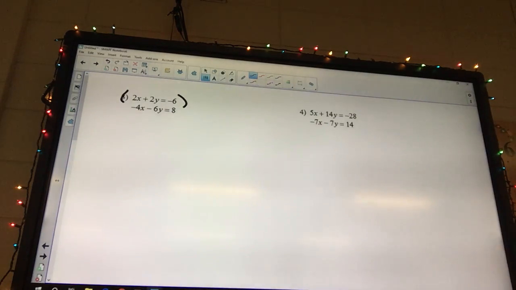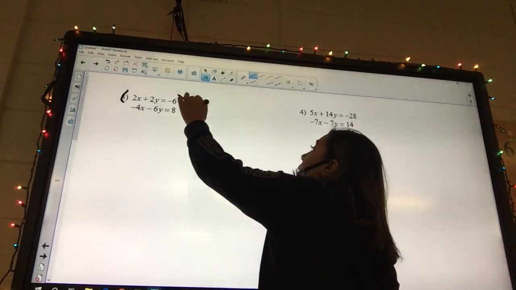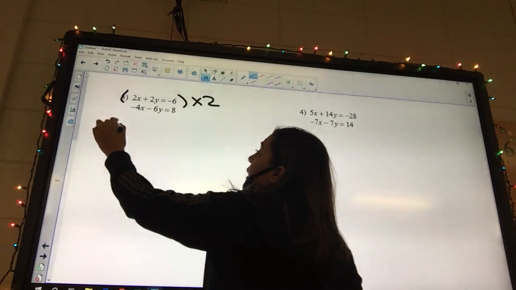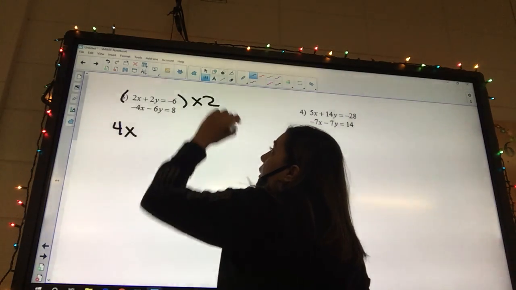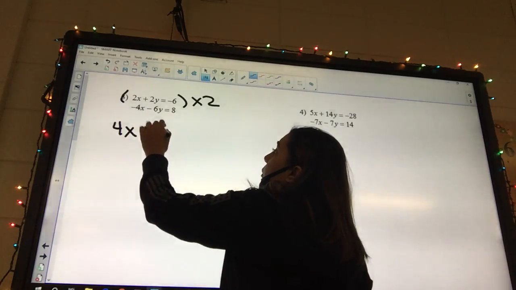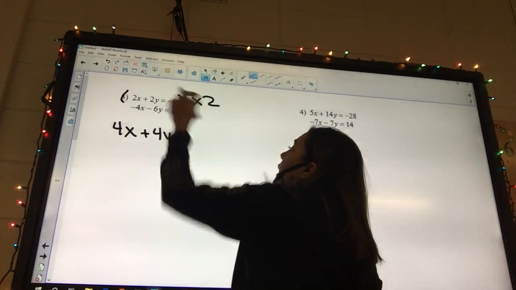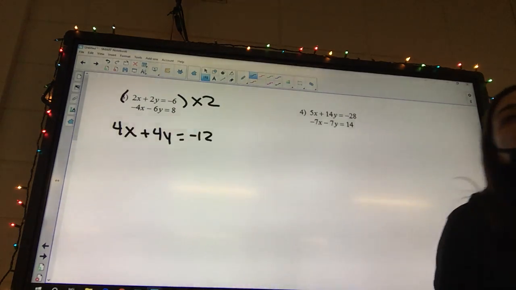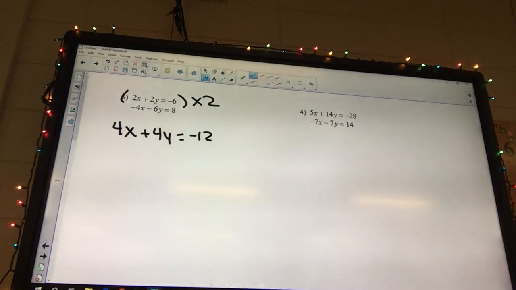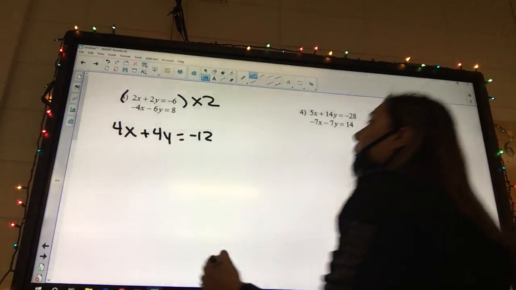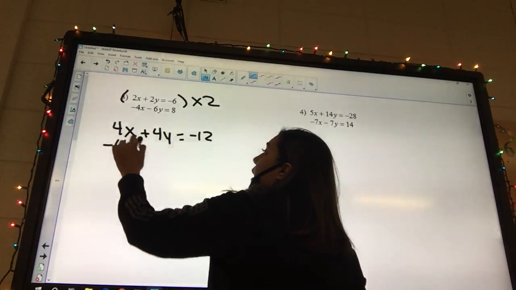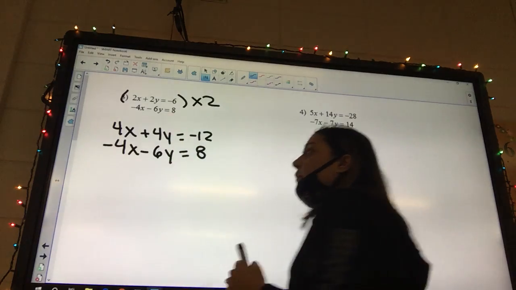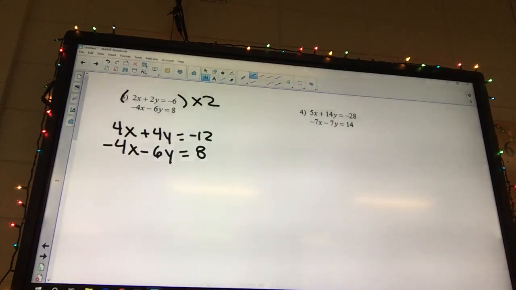Okay, so we can do times 2. We can multiply this whole top one times 2. So 2 times 2 is going to give me 4x. 2 times 2 is going to give me 4y. 2 times -6 is going to give me -12. Are we changing anything with the second equation? Okay, so we can drop that one down. We can write it down. So -4x minus 6y equals 8. Okay, and then what do we do?